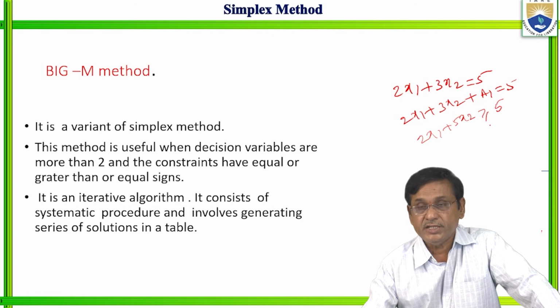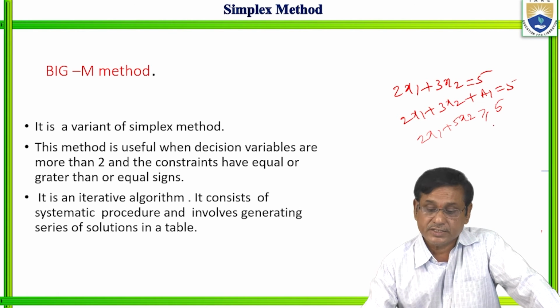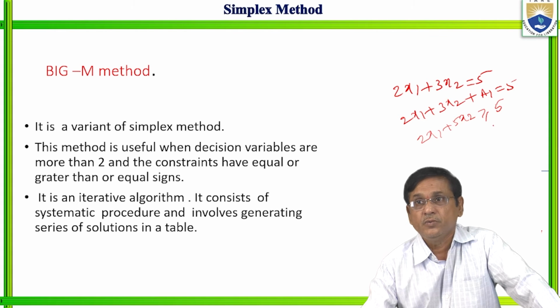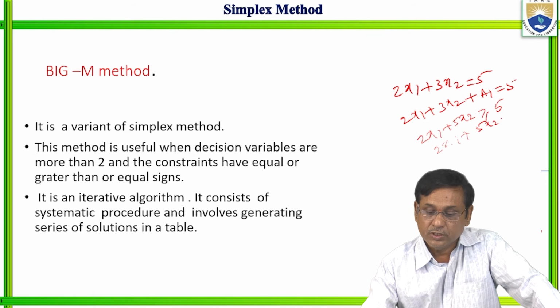So when the constraint has a less than or equal sign, we have to use a slack variable. When the constraint has a greater than or equal sign, we have to use a surplus variable. Now this becomes 2x1 plus 5x2 minus s2 is equal to 5.